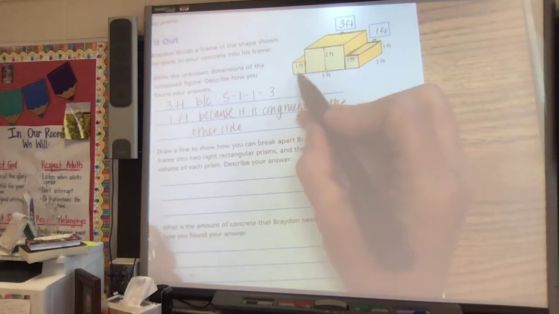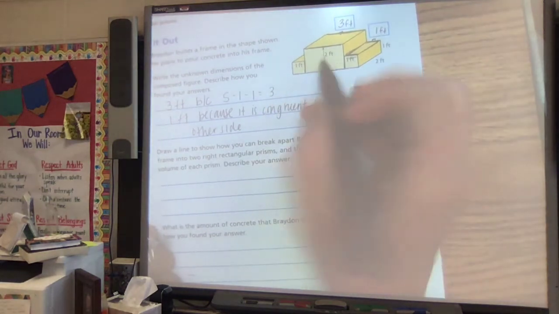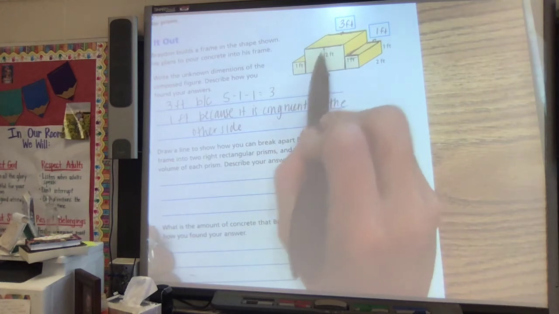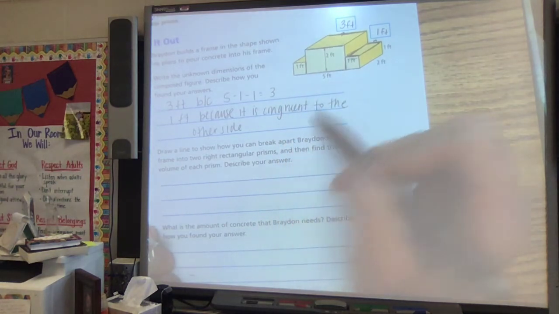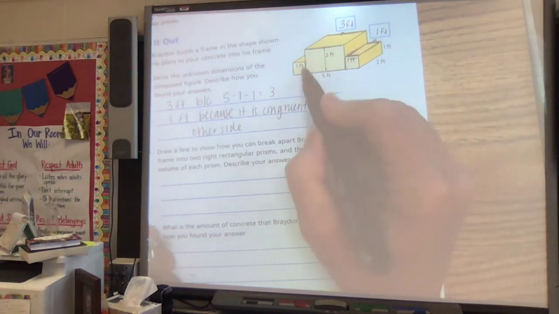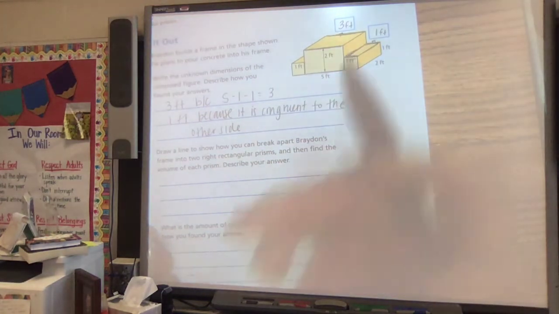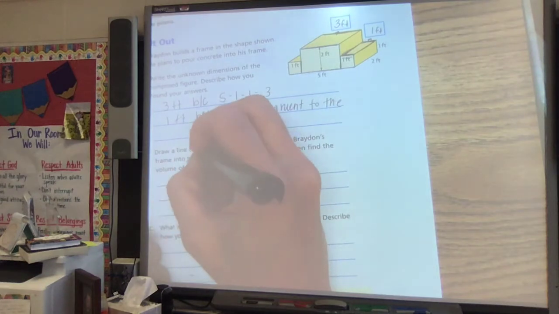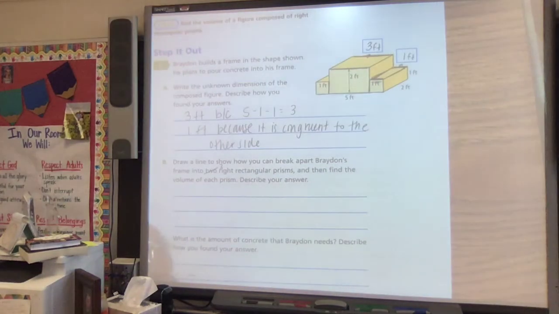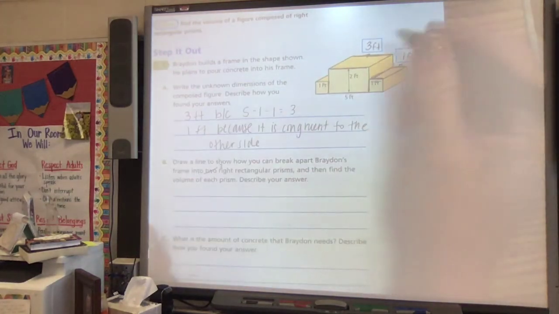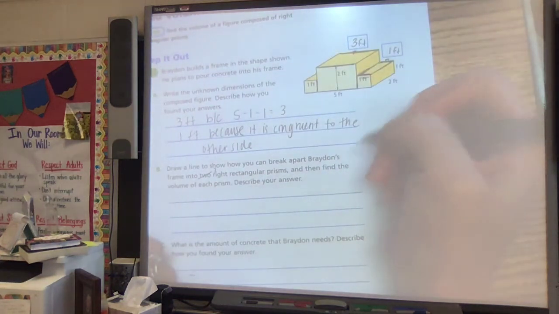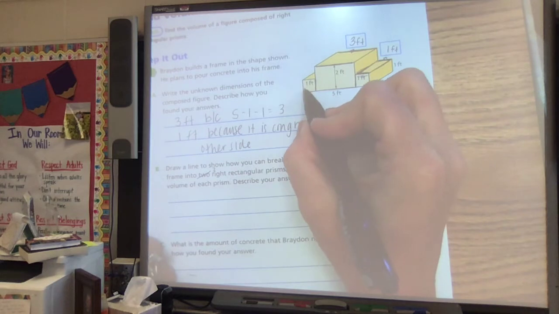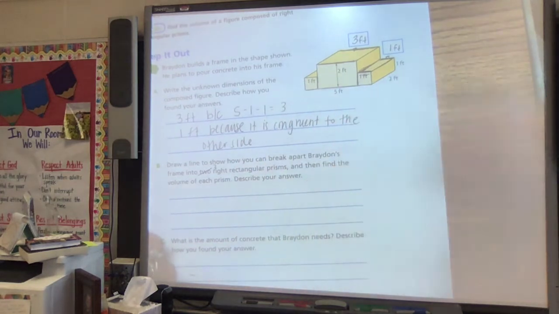You can chop it up into 3 parts like I did here, or you could put a line right here and have a top piece and this whole bottom piece. Since I've already drawn these lines here to make it less confusing, we've put it in 3 parts. So we just made 3 right rectangular prisms, and that is totally okay. Whatever makes the most sense to you. So now we need to find the volume of all of these and put them together to get our total.